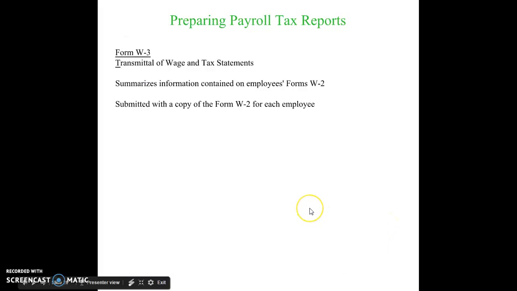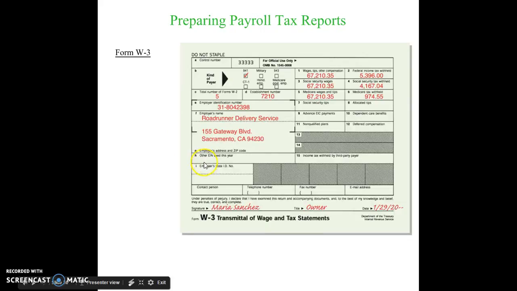The W-3. The transmittal and wage of tax statements. This is going to summarize information contained on employees' forms W-2. It's submitted with a copy of the W-2 to each employee. So this form is going to look like this. Signed by the owner, indicating wages and tips, taxes that were withheld, the business of the organization, what type of form it is. We will be going over examples of this in class also.